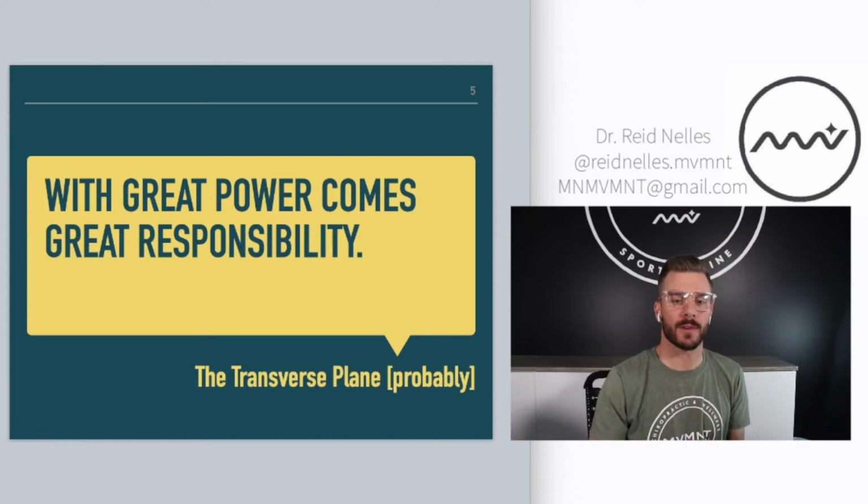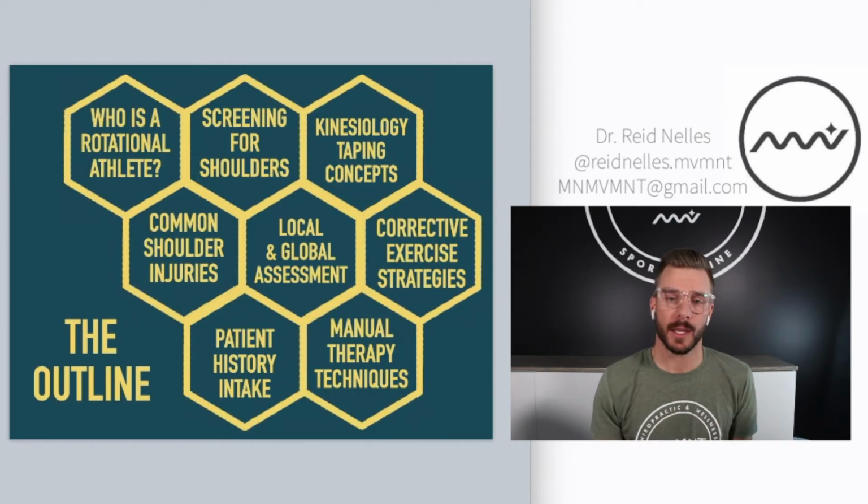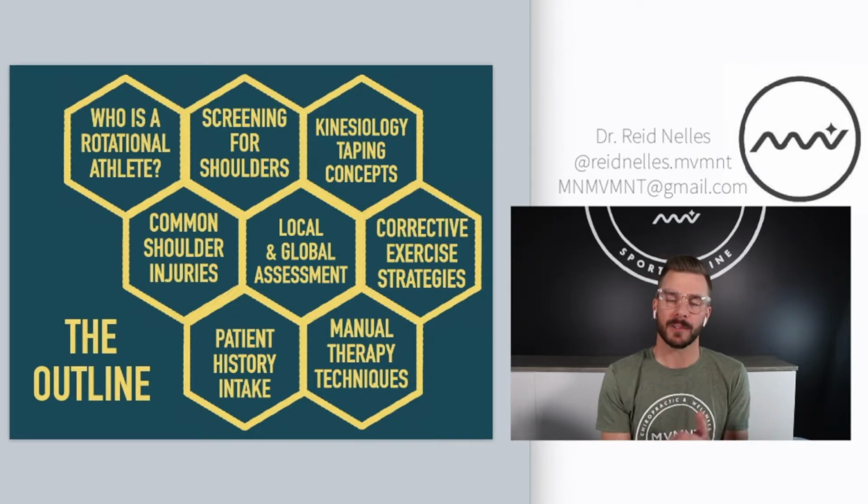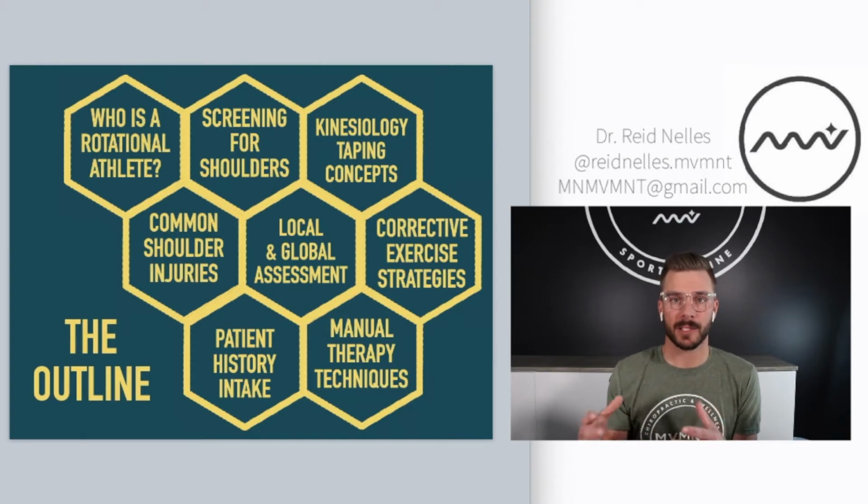Our outline for the entire course, as well as today, is going to be, like I said, discussing who is a rotational athlete, what qualifies somebody as a rotational athlete, and then briefly going through the common shoulder injuries. Briefly today, but in the full version, we're going to go through the commonalities of these injuries and what we might expect to see with them as far as mechanisms of injury and where we can glean information from that to lead our screen assessment and treatment as well.